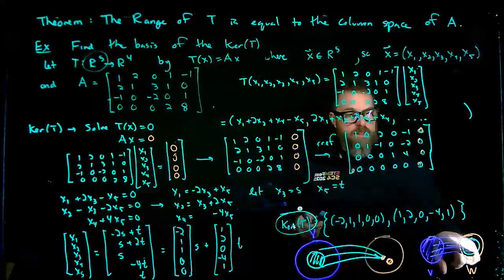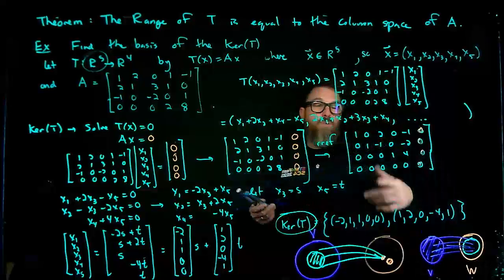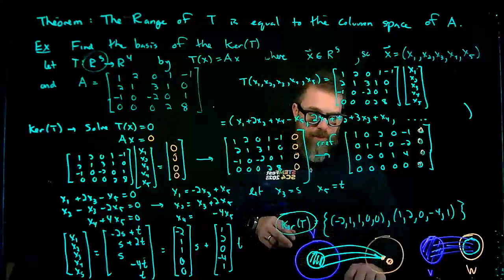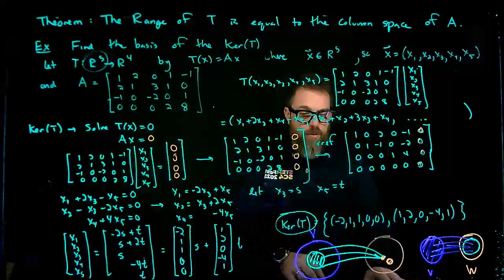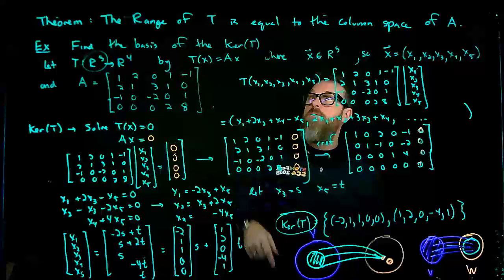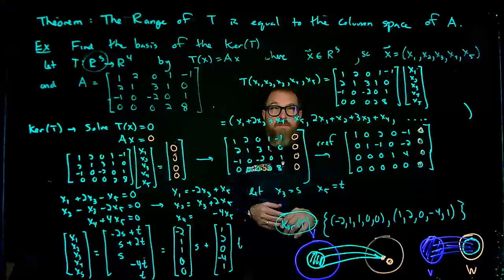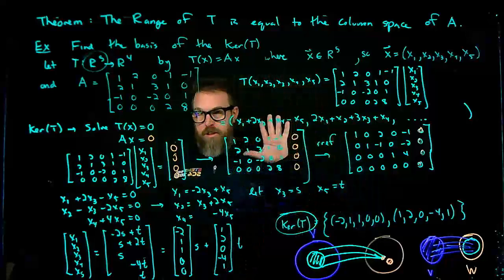So in this case, the yellow being the subspace of W, and the subspace of W is going to be the range of T. And the way we're going to find the range of T, which is a subspace of W, is using this theorem. So the range of T is equal to the column space of A. So we can actually do that with this previous example.